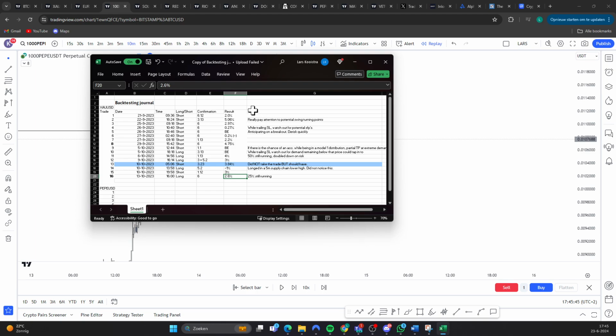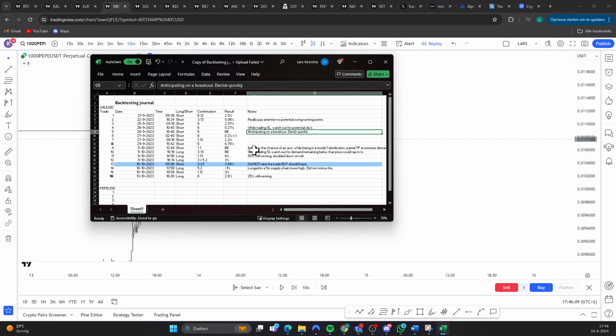So far, let's go through the notes real quick. We have really pay attention to potential swing turning points. I remember this trade. It was a very beautiful trade. Then while trading stop loss, watch out for potential SFPs. So let's keep that in mind for this video. This was a break even because I was breakout trading in a proper way, and I de-risked quickly.